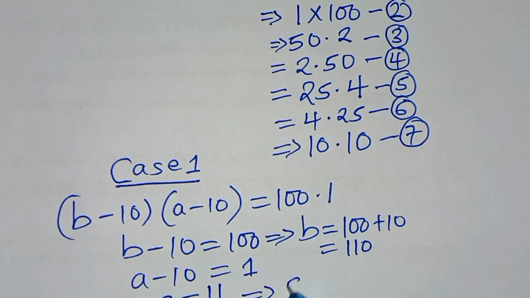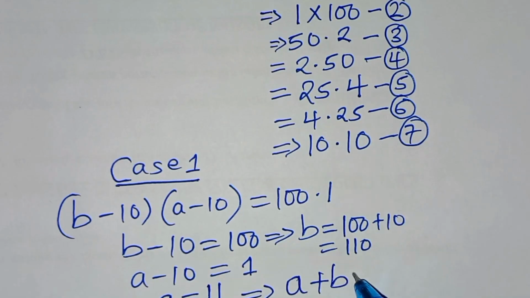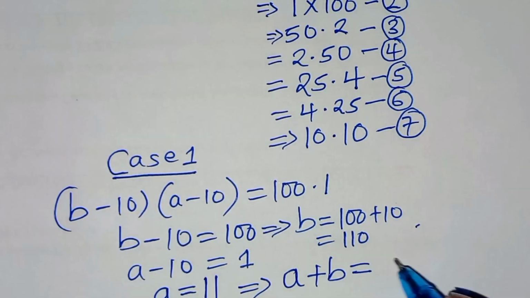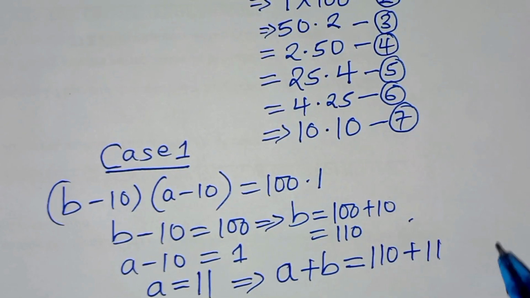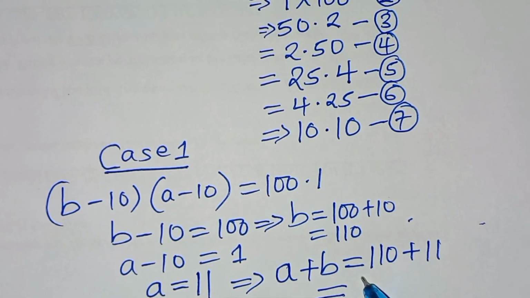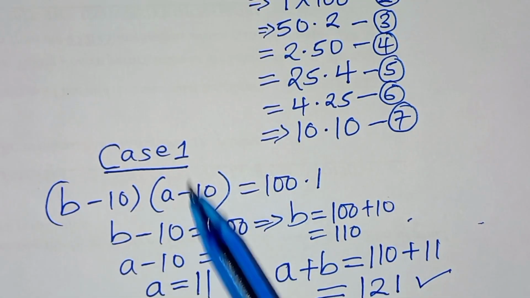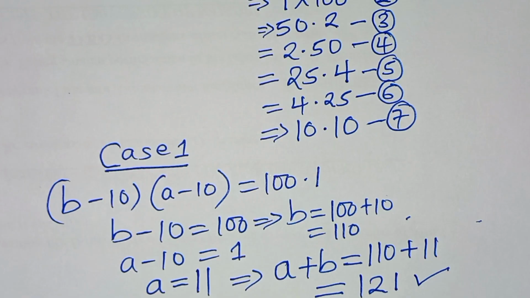So the question here is, what is a plus b? So a plus b here, this is the same thing as 110 plus 11, and this gives us a total of 121. So this is the solution to case 1. Let's proceed to case 2.